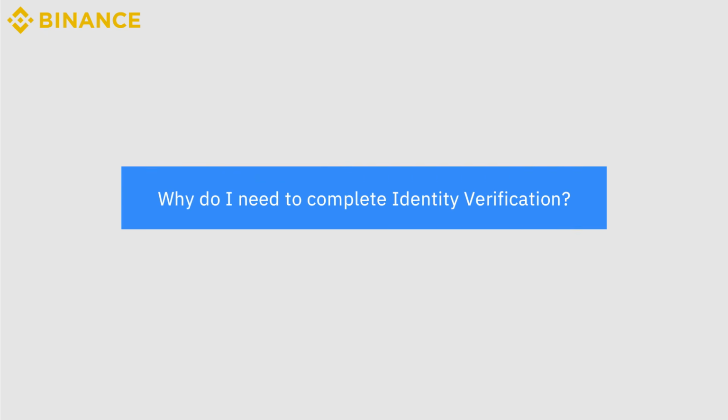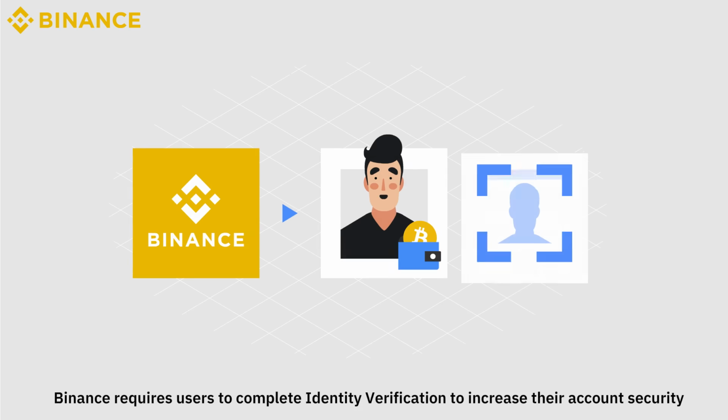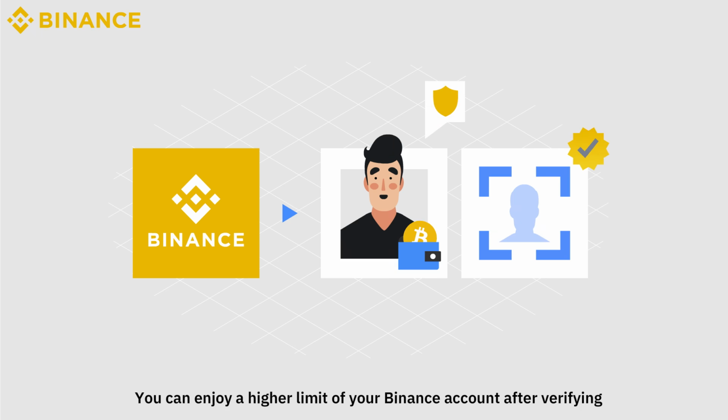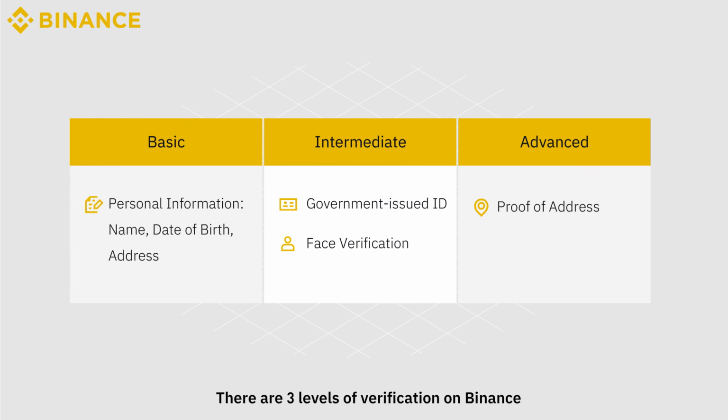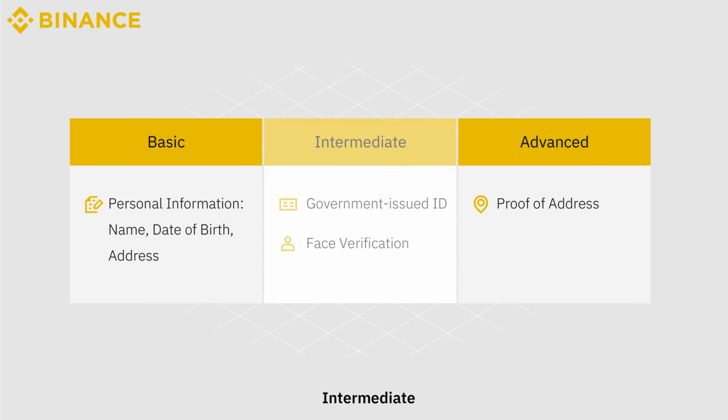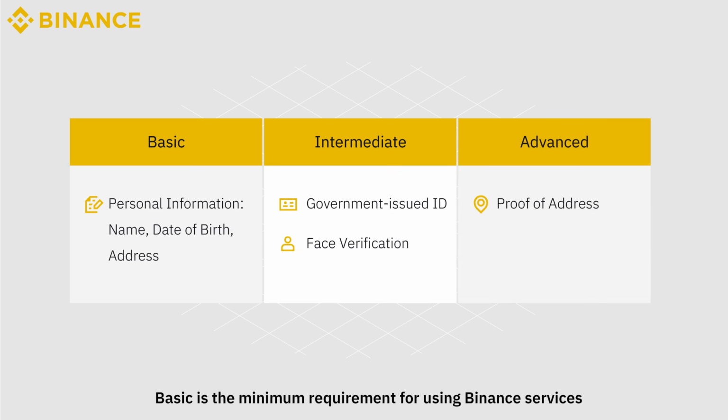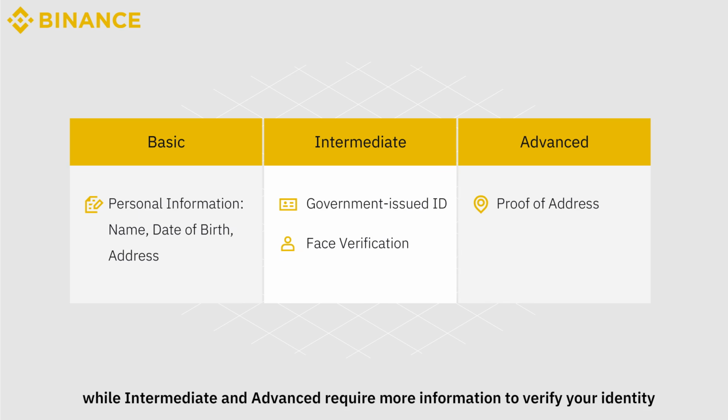Why do I need to complete identity verification? Binance requires users to complete identity verification to increase their account security. You can enjoy a higher limit of your Binance account after verifying. There are 3 levels of verification on Binance: Basic, Intermediate, and Advanced. Basic is the minimum requirement for using Binance services, while Intermediate and Advanced require more information to verify your identity.